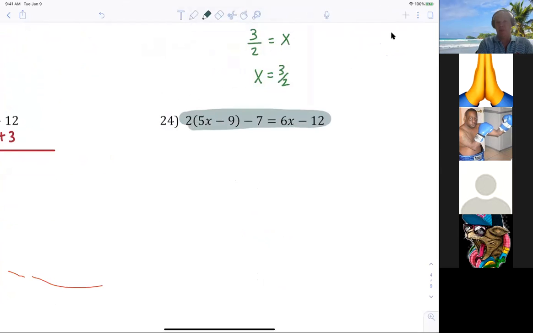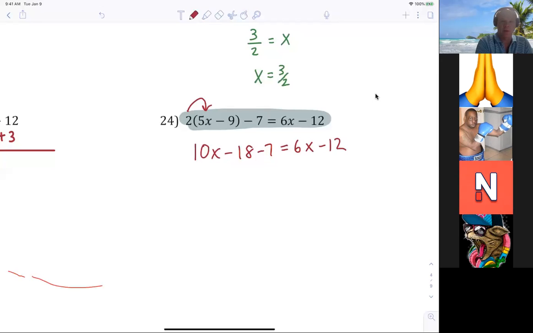All right, give it a shot. I'm trying to figure out how much you have accomplished or how much you understand. All right, so what we're going to do is go 2 times 5x. We're going to distribute. So everybody should have on their paper 10x minus 18 minus 7 equals 6x minus 12. Does anybody have any questions with that?